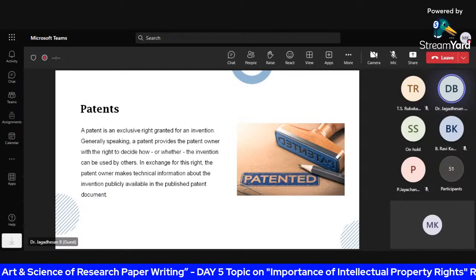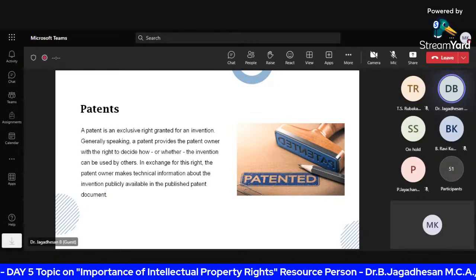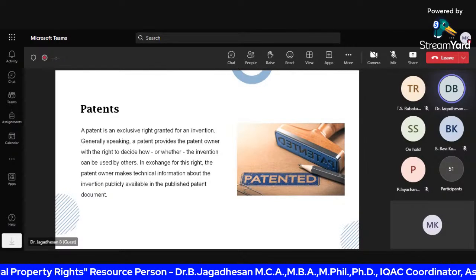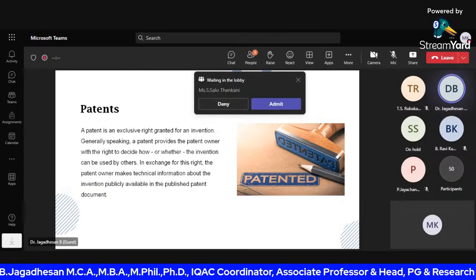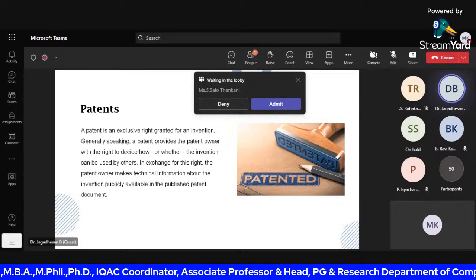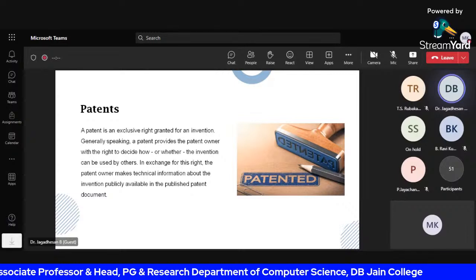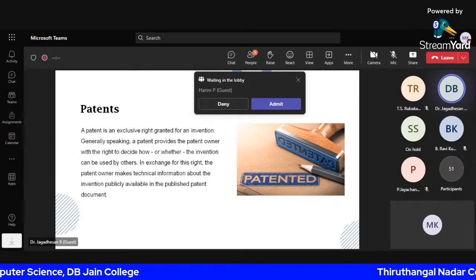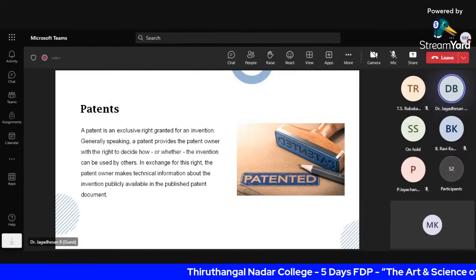For example, just think about the Dolo tablet, to prevent headache or fever or body pain or whatever it may be. Some kind of chemical formula can be under one pharmaceutical company, and they will get the patent rights. Suppose a new company makes the same combination, they need permission from the existing owner. Suppose it is similar with some kind of changes, then there is no need to get their patent rights.